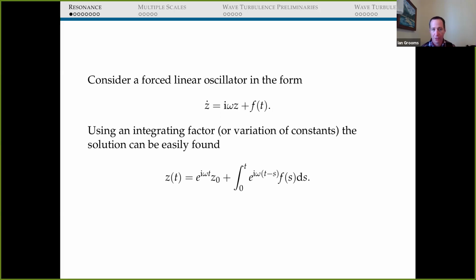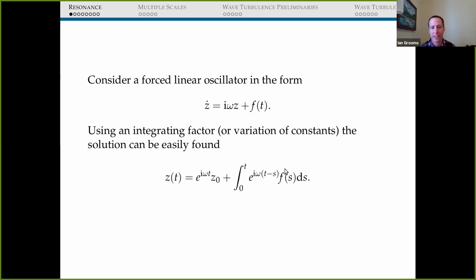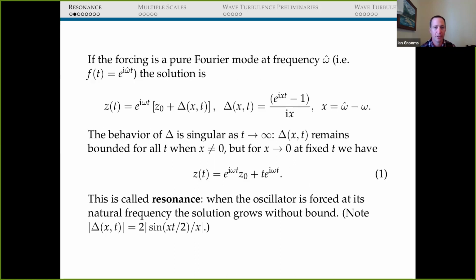All right, so we're going to start with a forced linear oscillator. F is my forcing, and we can solve this, Calc 1, ordinary diff EQ. We can solve this pretty easily with an integrating factor, variation of constants, and here's your formula for the solution. Then we're specifically going to be interested in the case where you're forcing using just a pure oscillation, a pure Fourier mode at a frequency omega hat, which is not necessarily the same as the frequency of the oscillator. Okay, and then to do that, you just plug in e to the i omega hat t here, do the integral, and you get this.